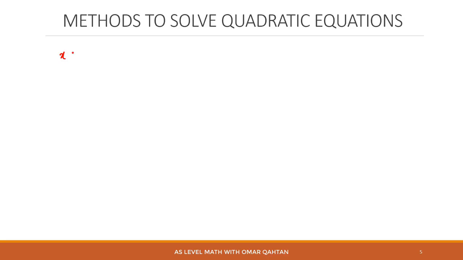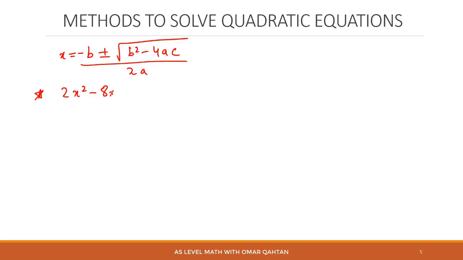First we have to write a formula over here, that is minus b plus minus root b squared minus 4ac upon 2a. Let's take an equation and start solving by using this formula. Let's suppose we have equation 2x squared minus 8x plus 6 equals 0. So a equals 2, b equals minus 8 and c equals 6. I will just substitute it into the equation.